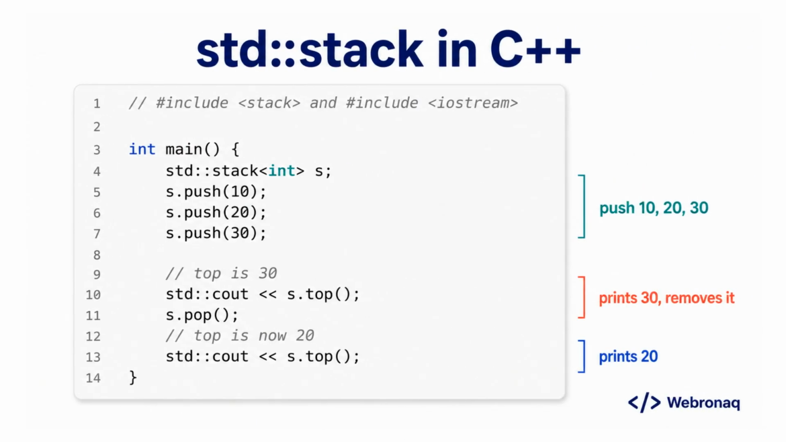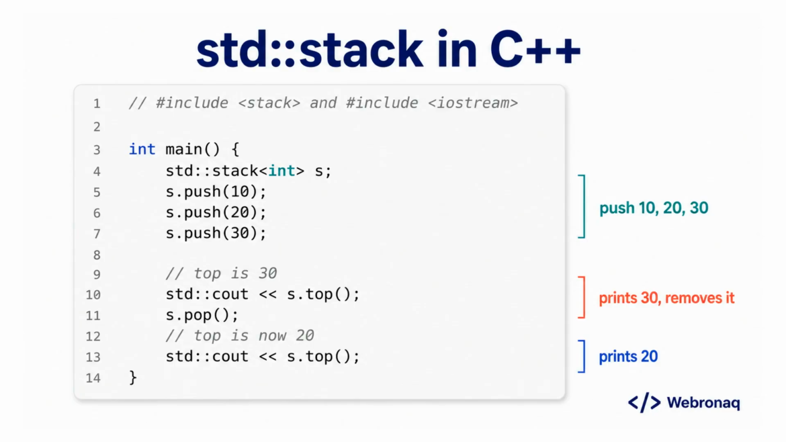Let me show you how all of this looks in real C++ code. You include the stack header at the top of your file. Then you declare a stack of integers like this, std::stack of int, then your variable name. To push values, you call s.push with the value you want to add. In the example here, we push 10, then 20, then 30. Because of LIFO, 30 is now on top. Calling s.top gives us 30, so cout prints 30.